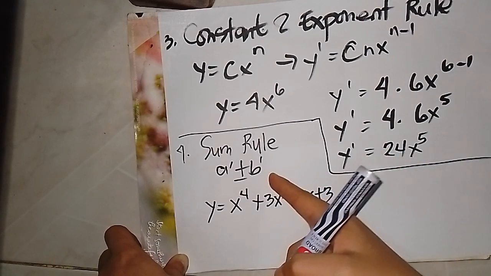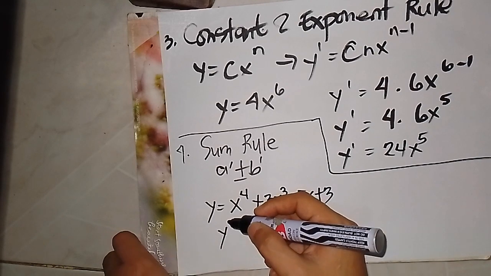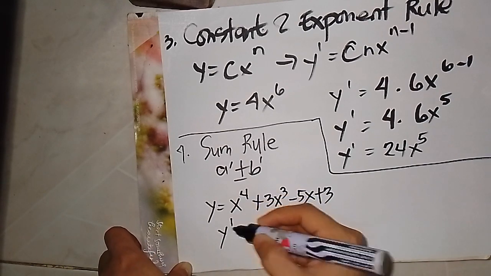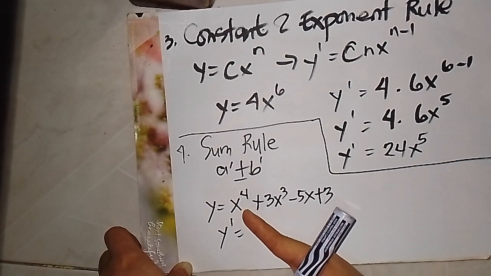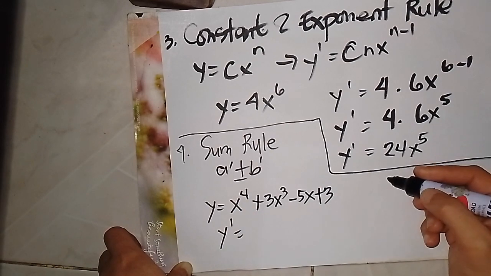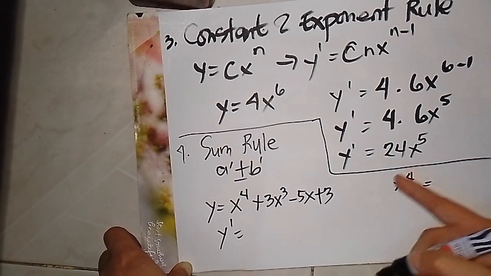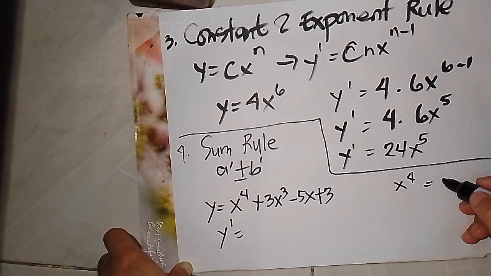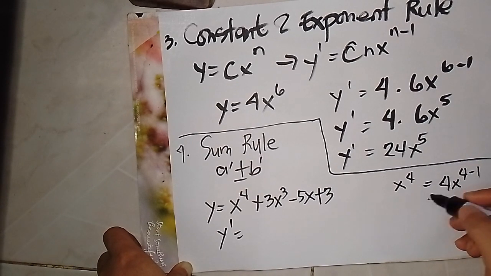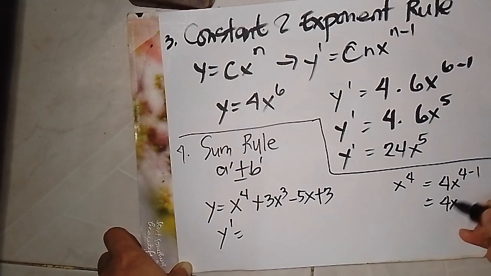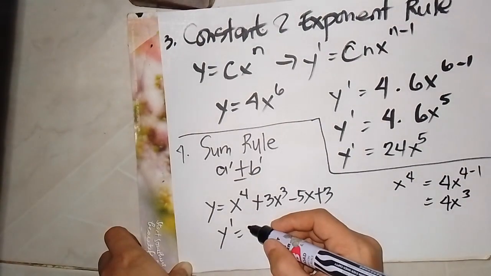We're just going to have this one as our guide. So y prime. We're just going to derive this one term by term. What's the derivative of x raised to 4? Using the power rule, we have 4x^(4 minus 1), so we have 4x raised to 3. So that's our derivative for x raised to 4.